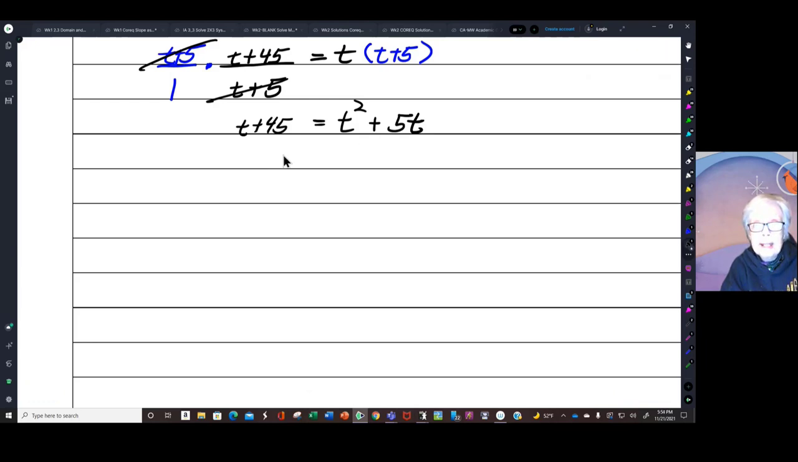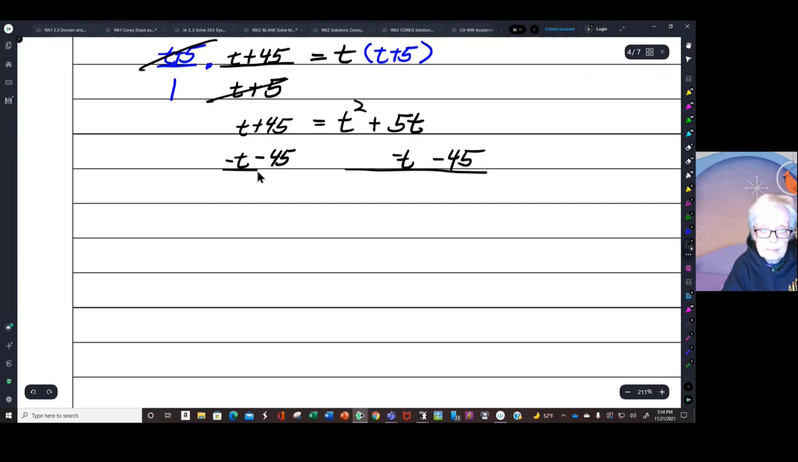Interesting. That's a quadratic equation. I'm going to drag everything over to the side where the quadratic term is positive, minus T, minus 45. So 0 equals T squared plus 5T minus T, minus 45. But I've got to put a little curl on the end so my T does not look like a plus sign.